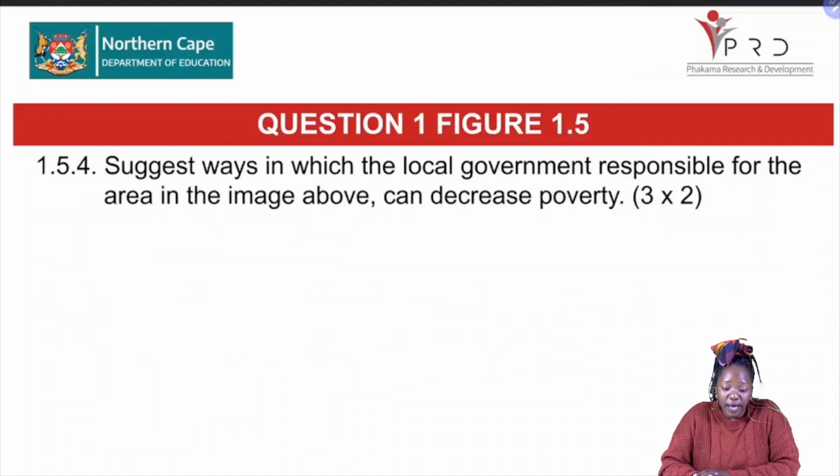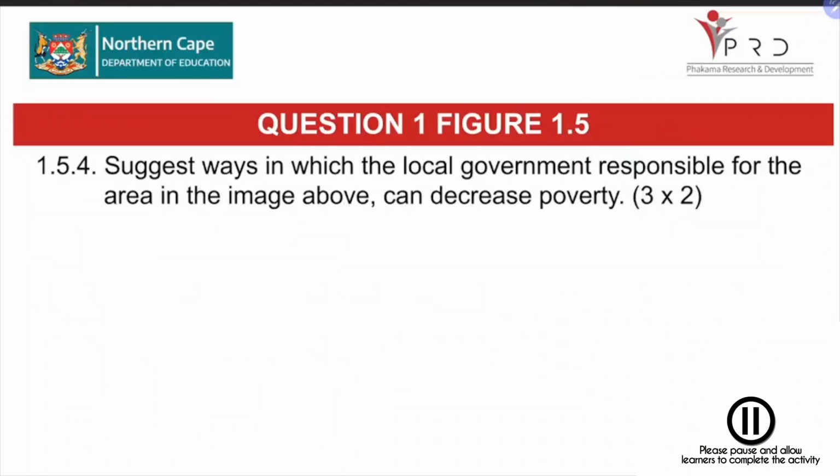Right? You are now doing question 1.5.4, where you need to give the ways in which the government can reduce the poverty in that area. So 3 times 2, which means you need 3 responses. I'm going to give you 4 minutes to work on this question, and then after 4 minutes, we'll proceed to the corrections.